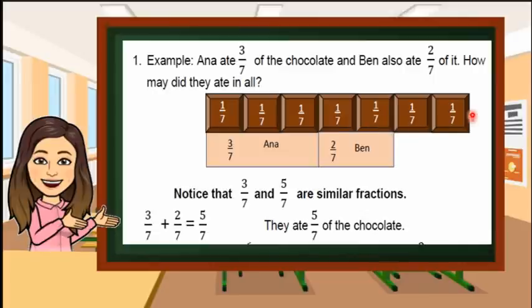We can see the chocolate here. So, this is what Anna ate. How many parts did Anna eat? We have here 3/7. So, three 1/7. All together that is 3/7. So, that is what Anna ate. Then, 2/7 is what Ben ate. The question is, how many did they eat in all?